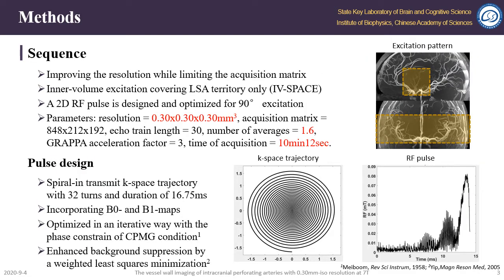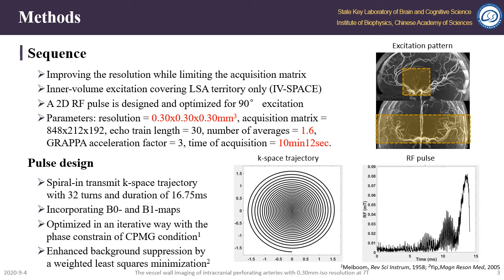For this purpose, we need to improve the resolution while limiting the acquisition matrix. Therefore, we designed an inner volume excitation covering the LSA territory only. In the IV space, a 2D RF pulse is designed and optimized for 90-degree excitation.